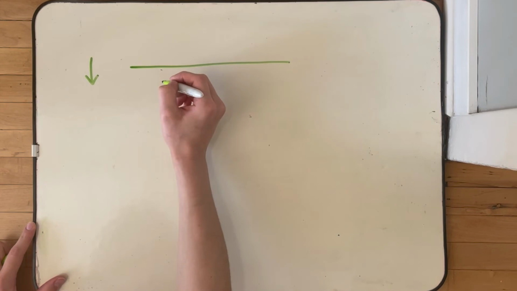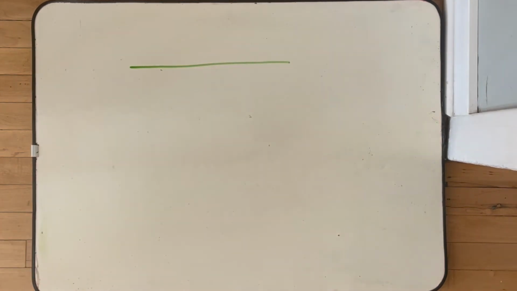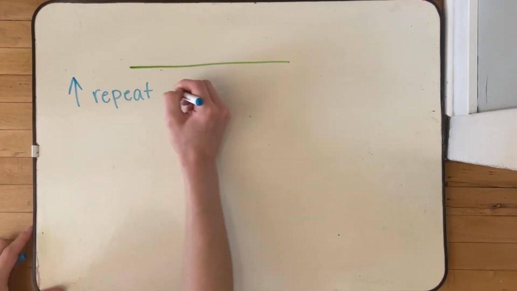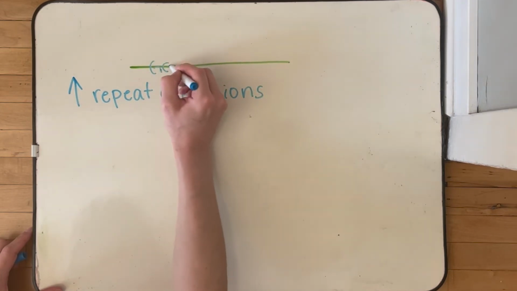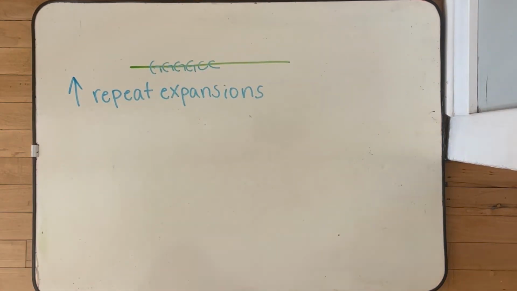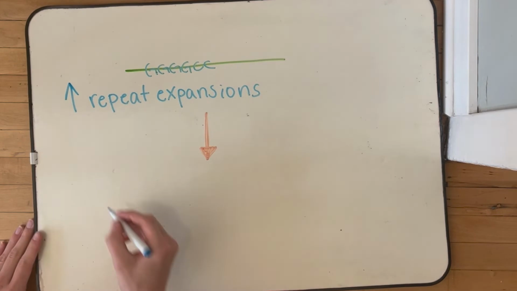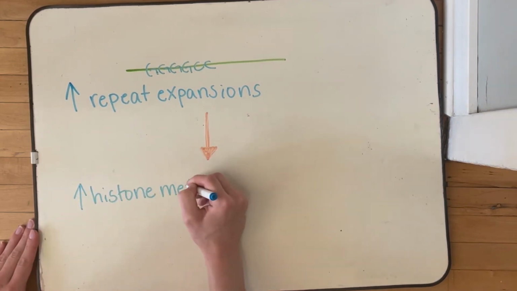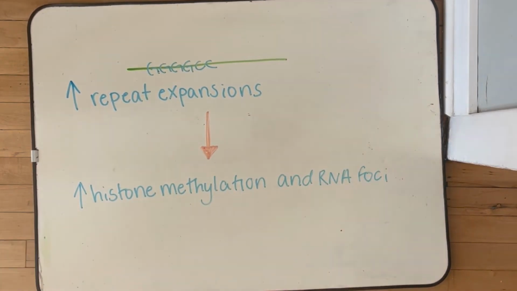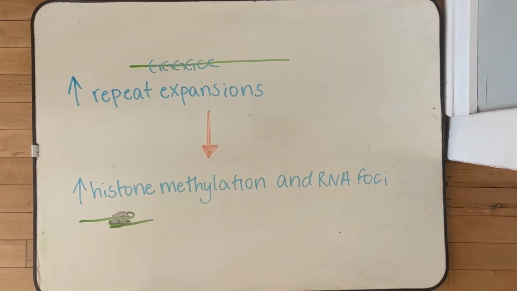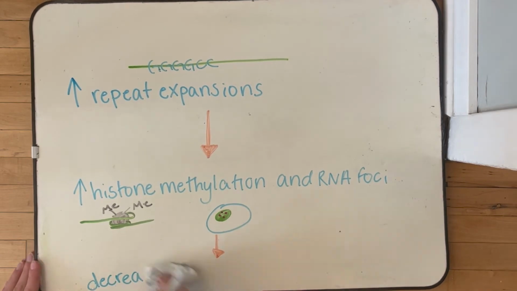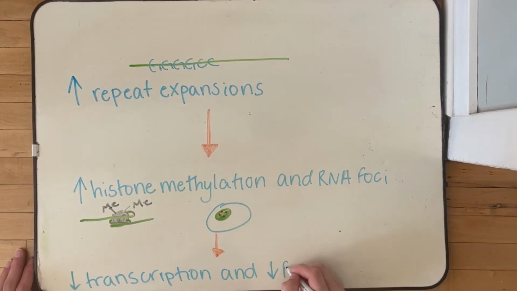So just to summarize, increased repeat expansions of that hexanucleotide sequence on C9orf72 lead to increased histone methylation and RNA foci, which in turn end up leading to decreased function of the cell and decreased transcription of DNA.